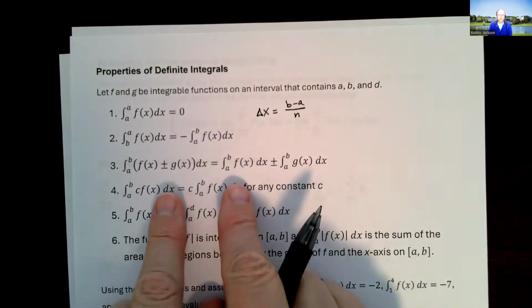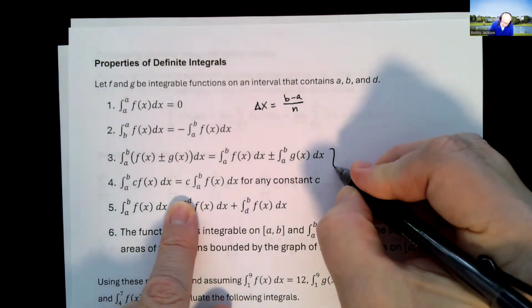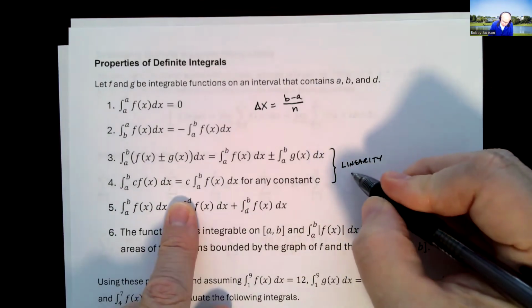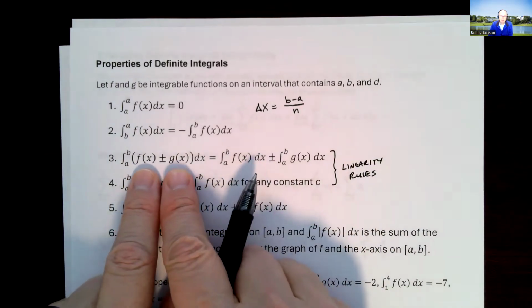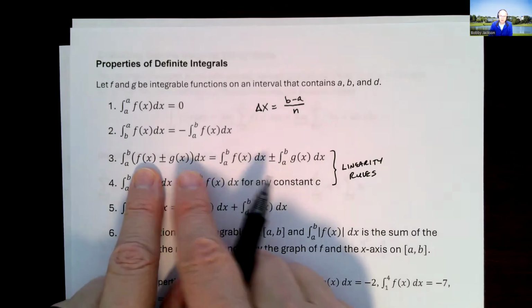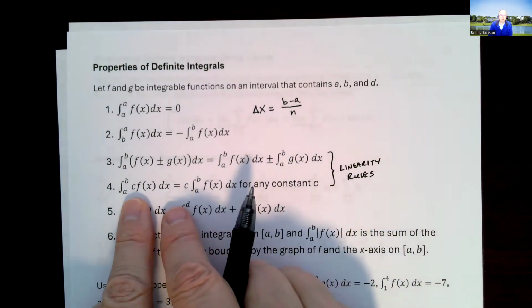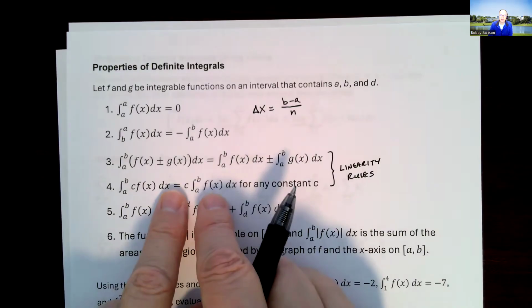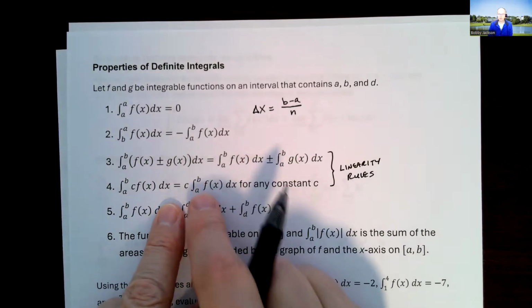The next two examples, 3 and 4, properties rather, are sometimes called the linearity rules. And these are directly coming from the linearity properties for summations. So if I have the definite integral from a to b of a sum of two functions, f of x plus g of x, I can write that as the sum of the individual integrals of f of x and g of x, or difference, right? If I have a constant multiple c times some function, I can pull that constant multiple outside the integral and just then multiply it by the definite integral from a to b of f of x dx. Can only do that for constant multiples.